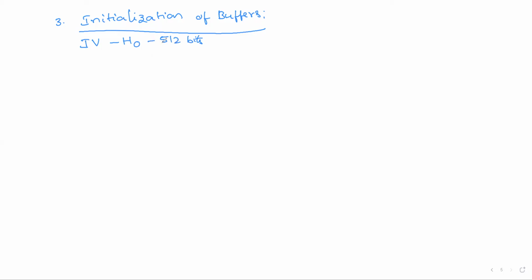So how many buffers are needed? We already discussed this. 8 buffers. These 8 buffers we generally represent like A, B, C, D, E, F, G, and H. Totally 8 buffers. Each buffer is of 64-bit size.